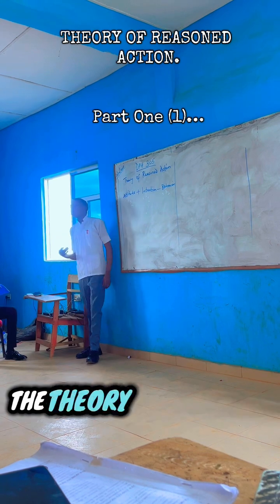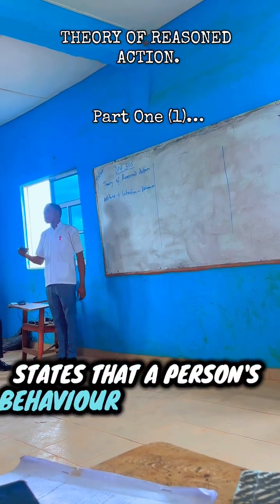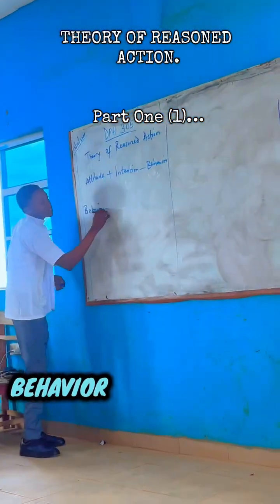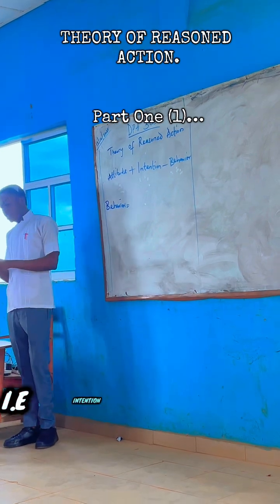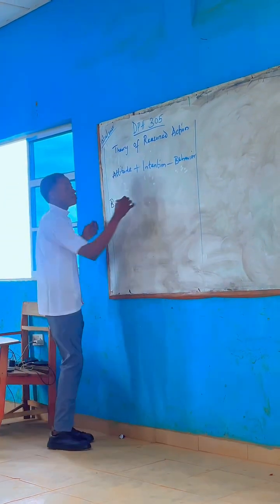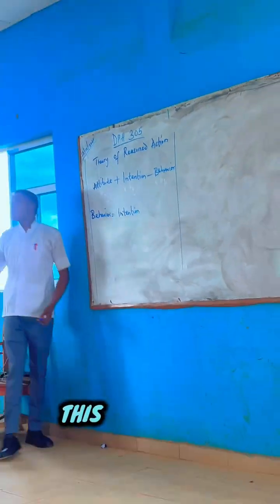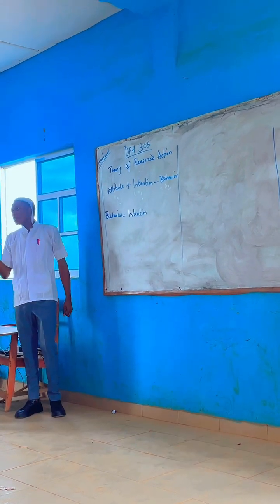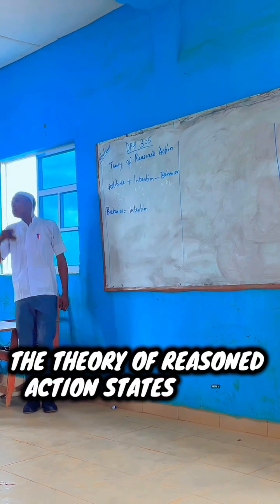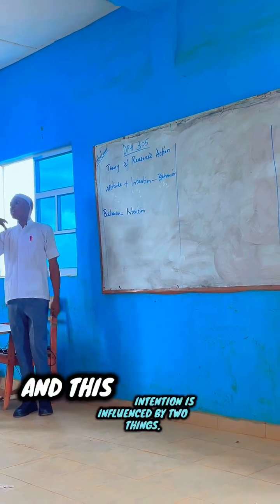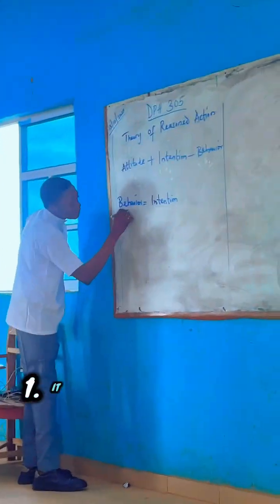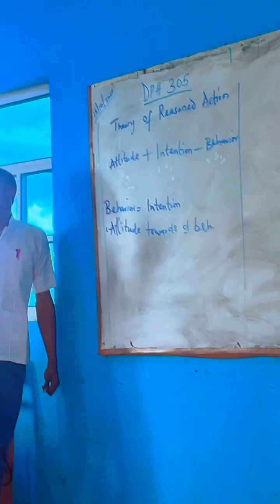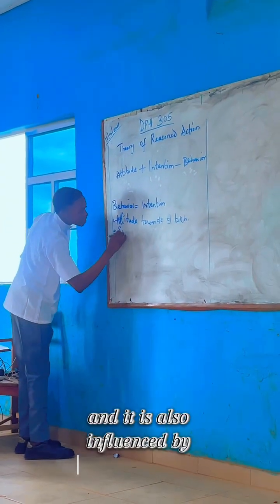Now, stating it, the theory of reasoned action states that a person's behavior is determined by their intention to perform it. That is, intention comes first before the behavior. And this intention is influenced by two things. One, it is influenced by their attitude towards the behavior, and it is also influenced by subjective norms.